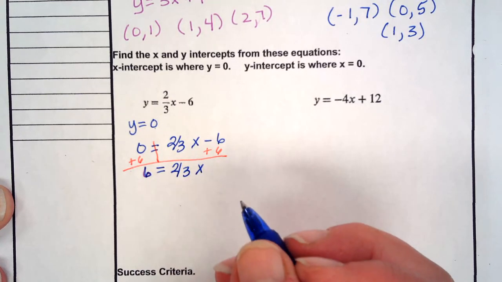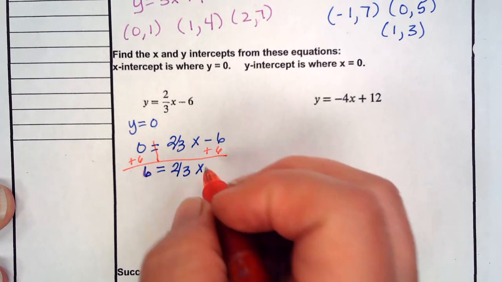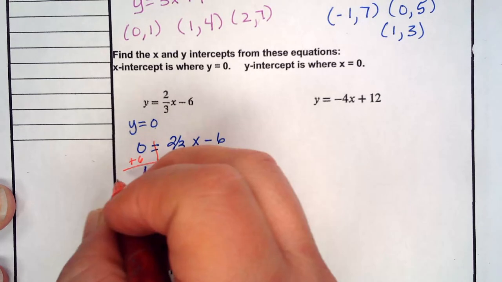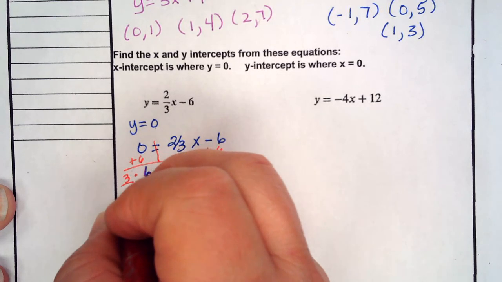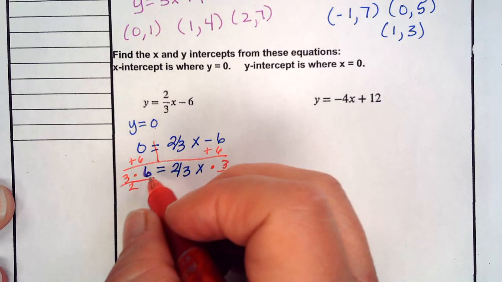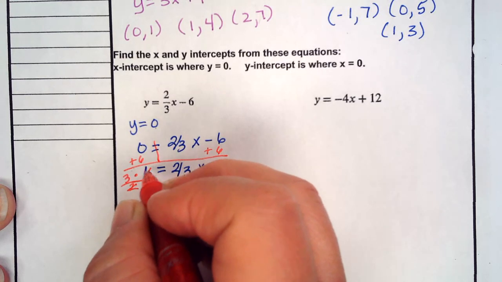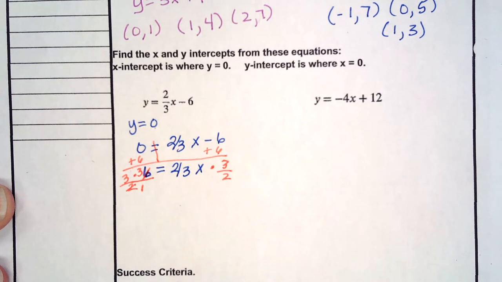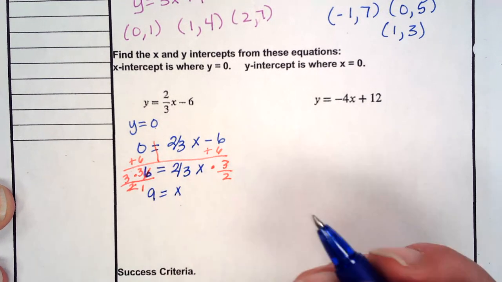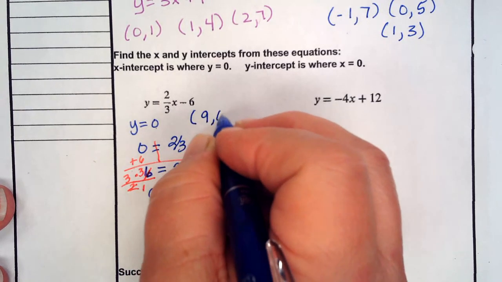How do I get rid of the fraction 2/3? Well, you multiply by the reciprocal, 3/2. Okay, I do know that 6 is divisible by 2. 2 divided by 2 is 1. 6 divided by 2 is 3. 3 times 3 is 9. 9 is equal to x. So this point is 9, 0.